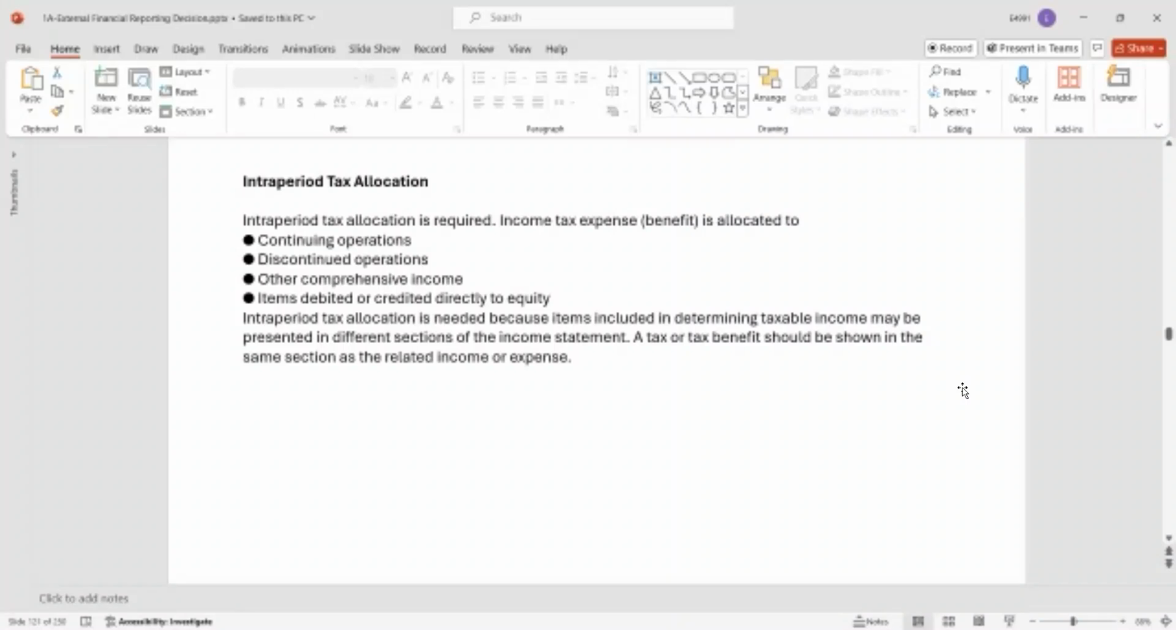Inter-period tax allocation. Inter-period tax allocation is required. Income tax expense or benefit is allocated to continuing operations, discontinued operations, other comprehensive income, and items debited or credited directly to equity. Inter-period tax allocation is needed because items included in determining taxable income may be presented in different sections of the income statement. A tax or tax benefit should be shown in the same section as the related income or expenses.